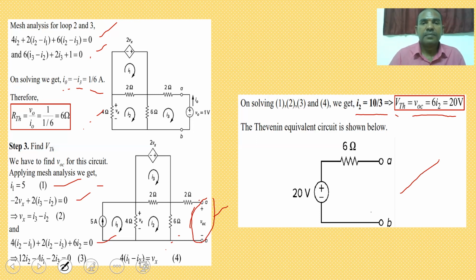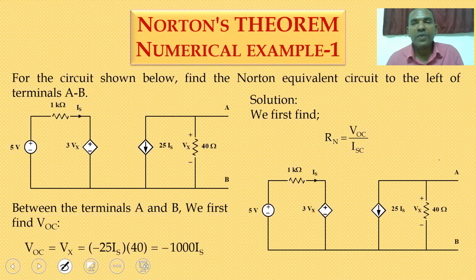Next. Now I am going for the examples of Norton's theorem. So this is the circuit given. You have to find the equivalent circuit using Norton's theorem. So we are calculating the Norton's equivalent circuit.